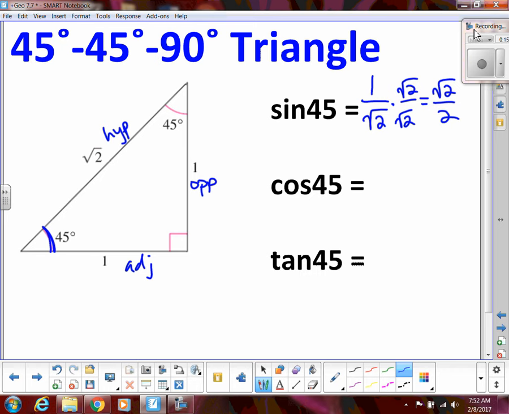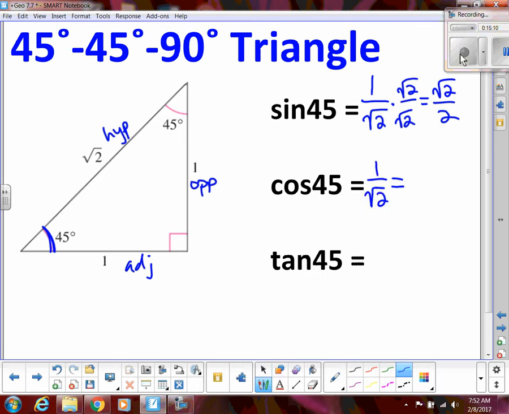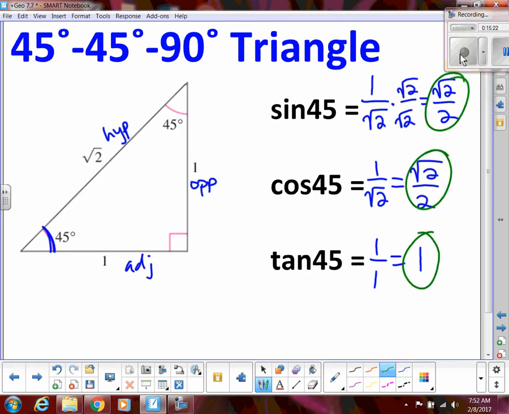Now if I do the cosine, cosine will also be 1 over square root of 2. So that'll be square root of 2 over 2. And then tangent is going to be opposite over adjacent, so that's just plain old 1. So these are values that I want you to remember. So it's kind of nice for a sine and cosine of 45. It's the same thing, square root of 2 over 2. For tangent, it's 1.